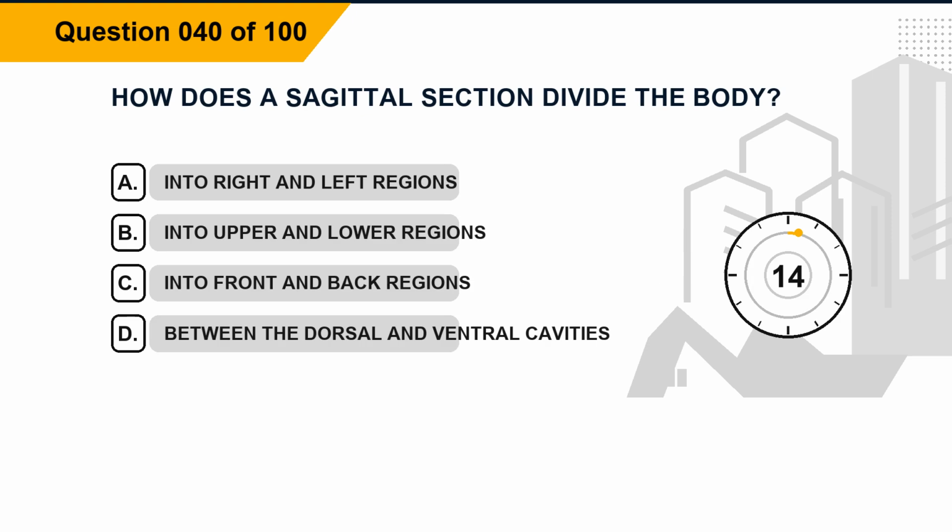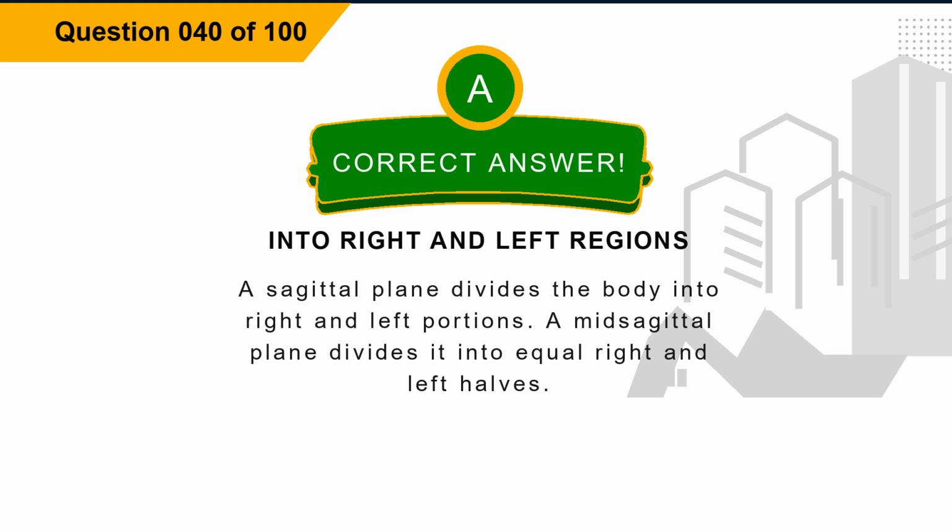Question 40. How does a sagittal section divide the body? Option A, into right and left regions. Option B, into upper and lower regions. Option C, into front and back regions. Option D, between the dorsal and ventral cavities. The correct answer is option A, into right and left regions. Explanation. A sagittal plane divides the body into right and left portions. A mid-sagittal plane divides it into equal right and left halves.